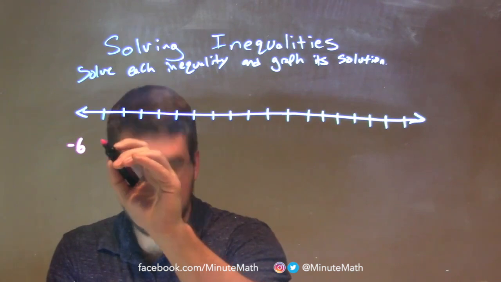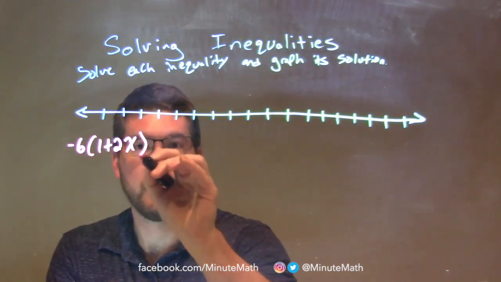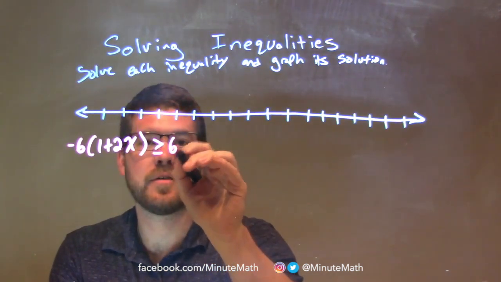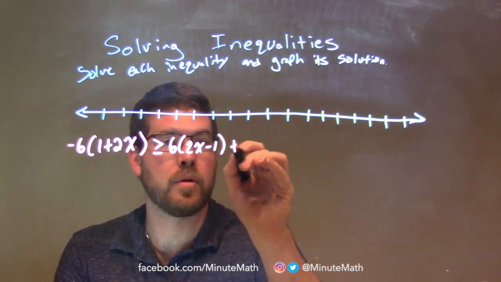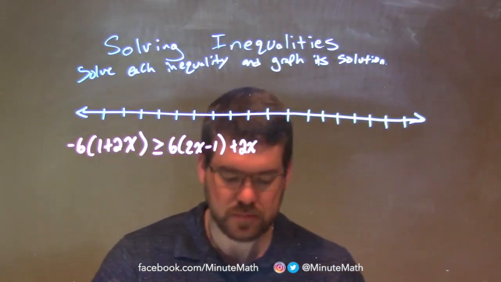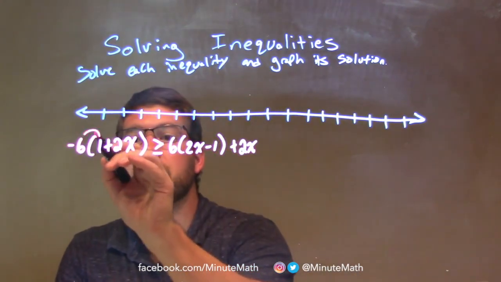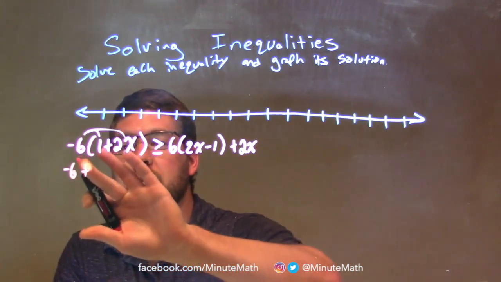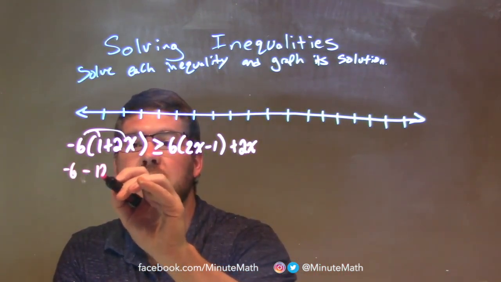Negative 6 times (1 plus 2x) is greater than or equal to 6 times (2x minus 1) plus 2x. All right. First thing I want to do is simplify each side. So I'm going to distribute the negative 6 across. So we have negative 6 plus, or actually minus now, right? The negative 6 times 2x is a minus 12x.